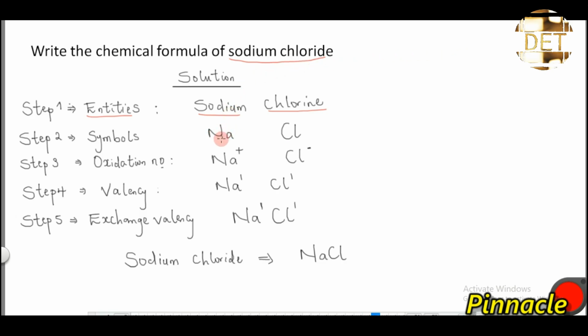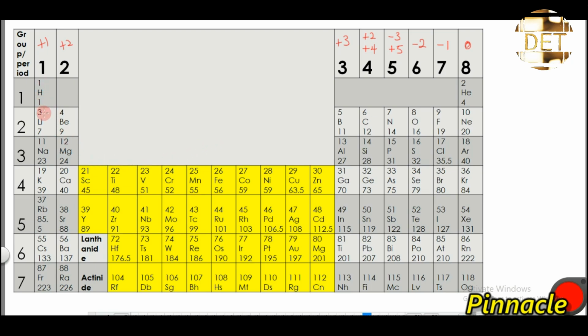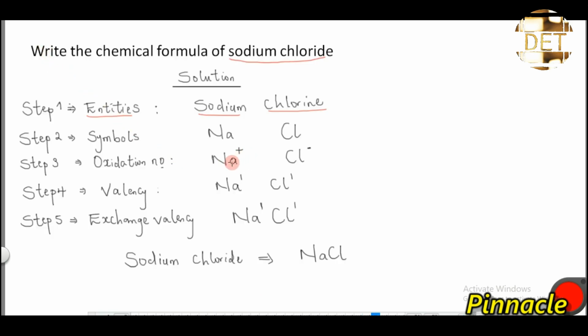So sodium is in group 1. This is hydrogen, this is lithium, this is sodium. So sodium is in group 1, and so it has an oxidation number of plus 1. But 1 is insignificant, which is why we don't write it most times. But if you choose to write it, it's still correct. So the oxidation number of sodium is plus 1.